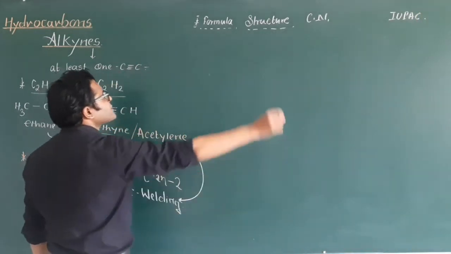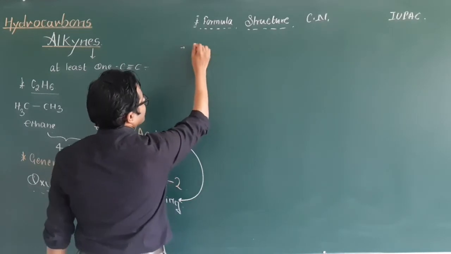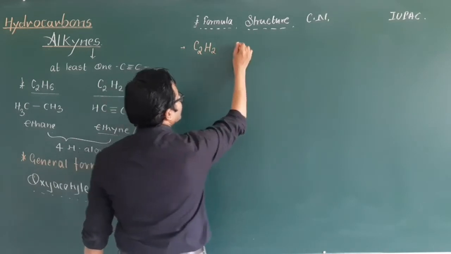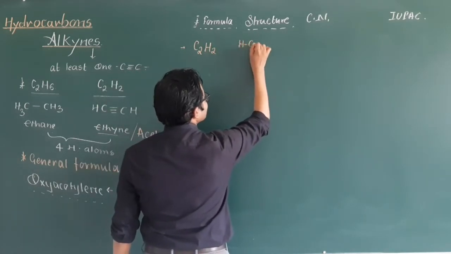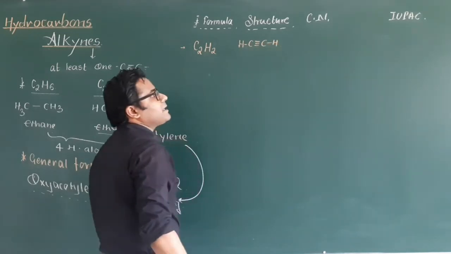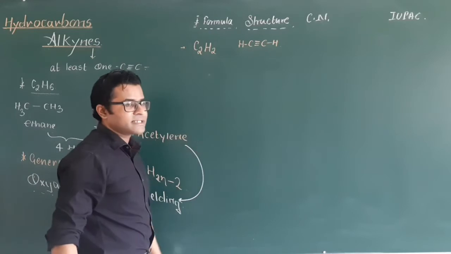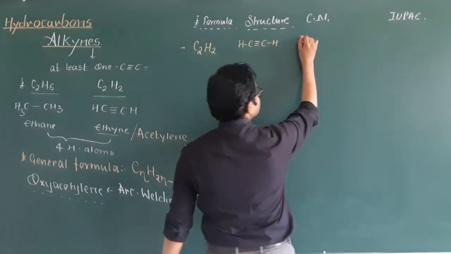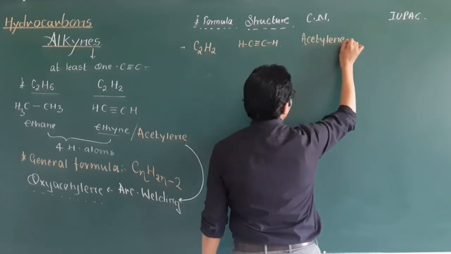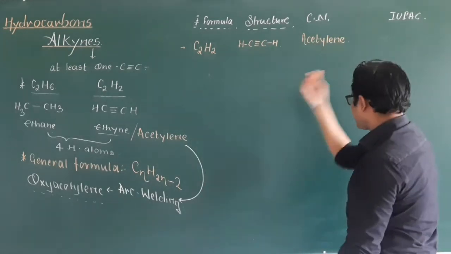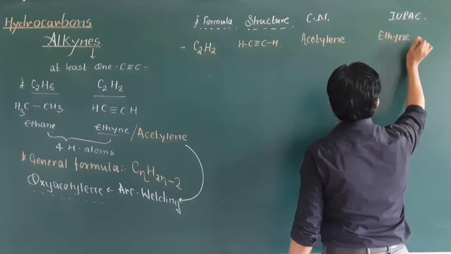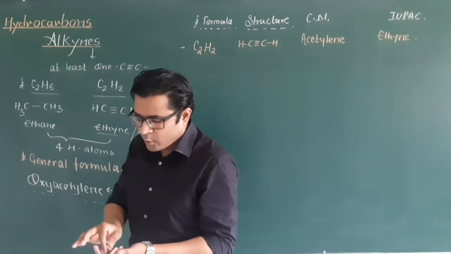Now, the first one, which we have already looked at, is C2H2. When I take a look at its structure, it is going to be CH triple bond CH. The common name we have already discussed for this C2H2, and that is acetylene, correct. While we take a look at its IUPAC naming, we already know that also. That is nothing more than ethyne. So this was the first one, quite easy.